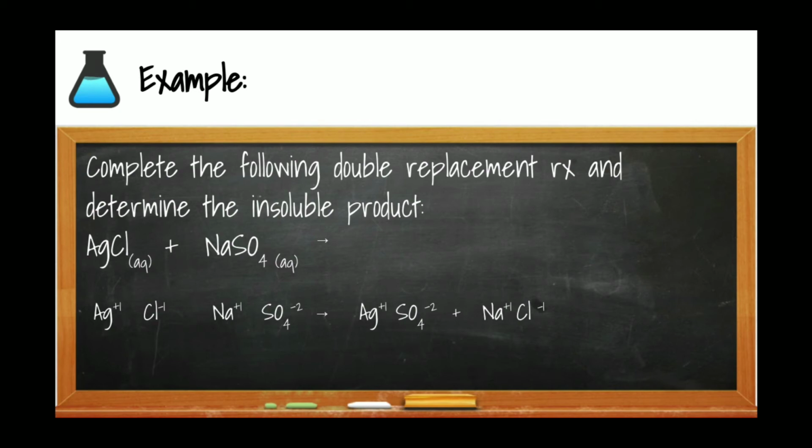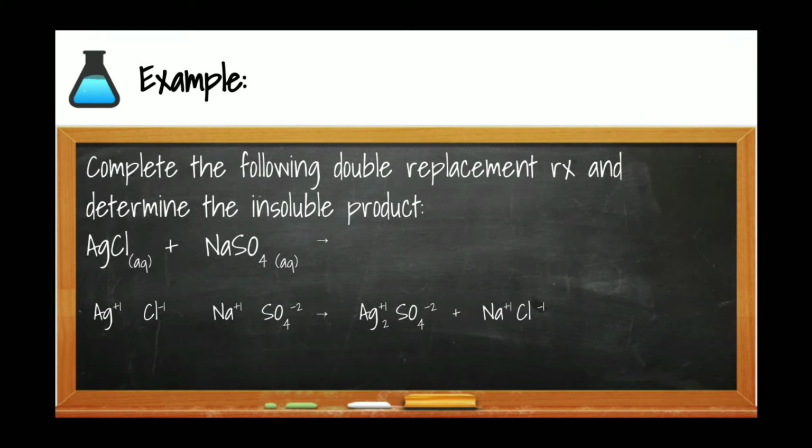Now we need to make sure that the total charge is 0. Since silver has a +1 charge and sulfate has a -2 charge, I need another silver to make sure the total charge is 0. So I'll add a subscript of 2. Sodium chloride have equal but opposite charges, so no additional subscripts are needed.